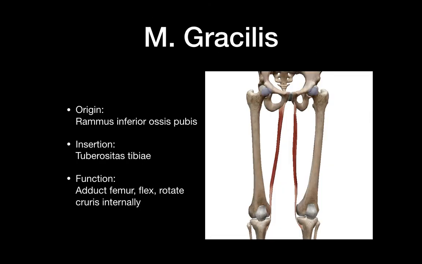Now going over to musculus gracilis. Musculus gracilis is this muscle right here. And this one's going to originate from ramus inferior ossis pubis, as you see here. And it's going to go all the way down to the Tuberositas tibiae. And this one's going to adduct the femur to the midline, flex the femur, and also rotate the leg internally.